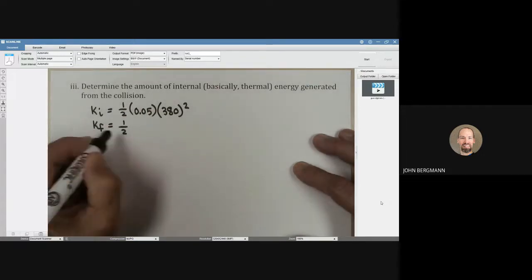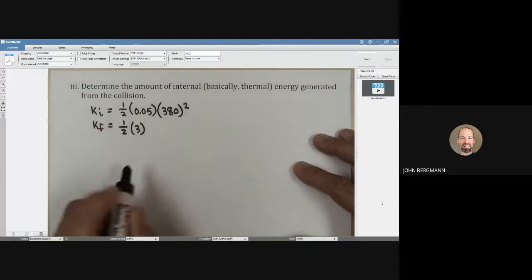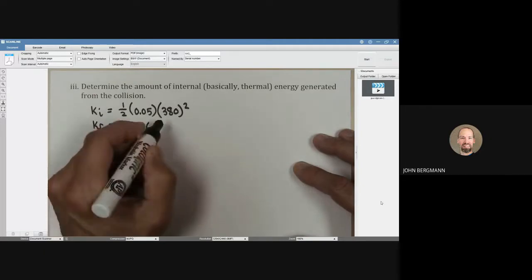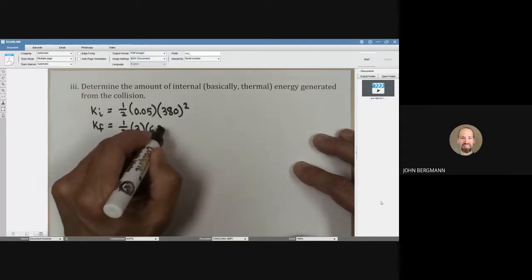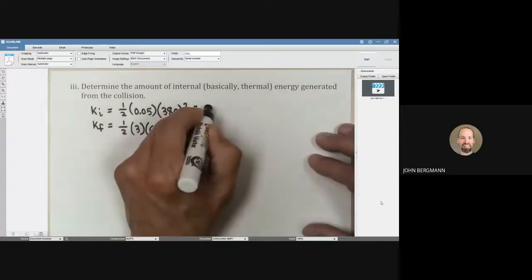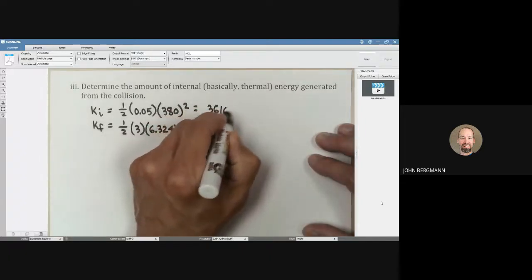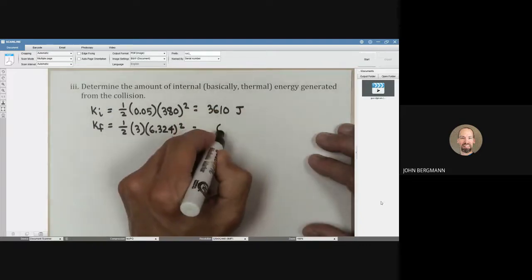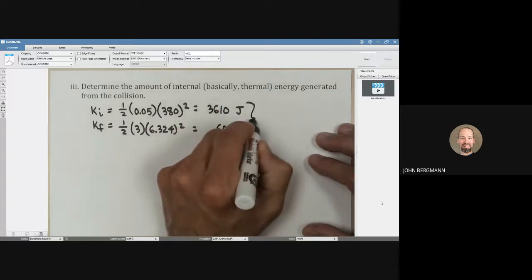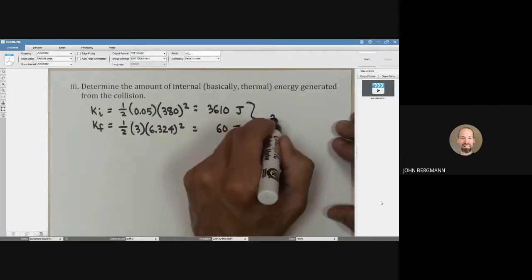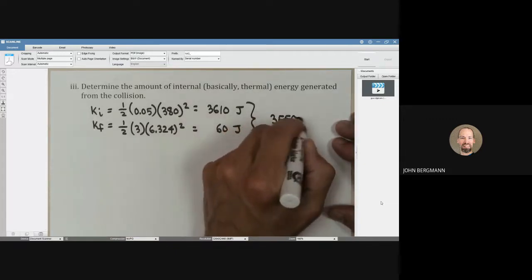Right after the collision, the mass that's moving is the block plus the bullet, which we've said has a total mass of 3, and their combined speed from the get-go was 6.324. So the total amount of kinetic energy that we had to start with comes out to be about 3,610 joules, and after the collision we only have about 60, which means the thermal energy that was generated is the difference between these, roughly 3,550 joules.